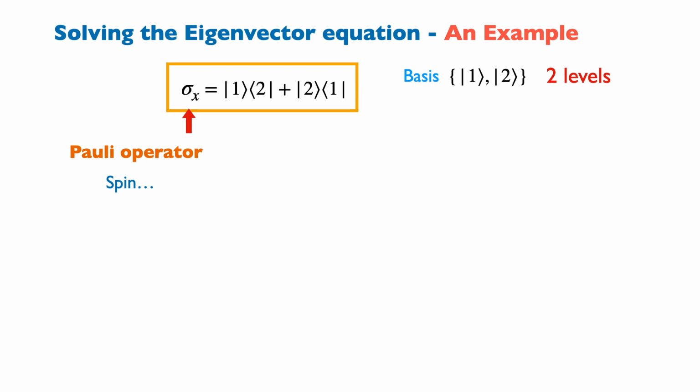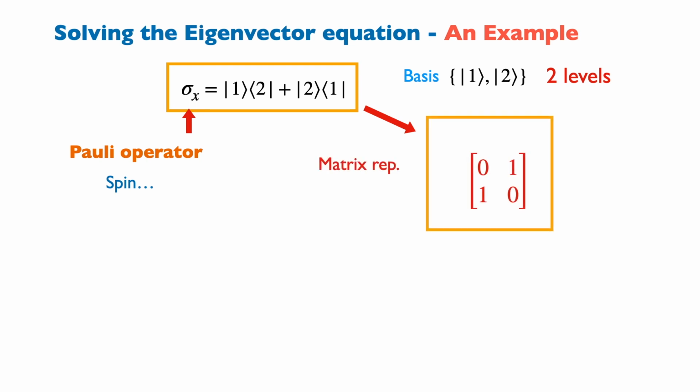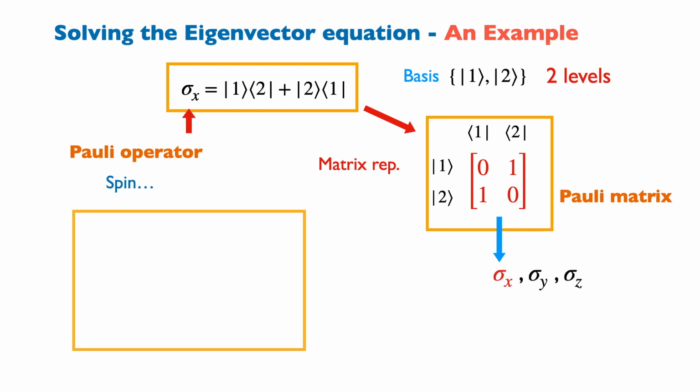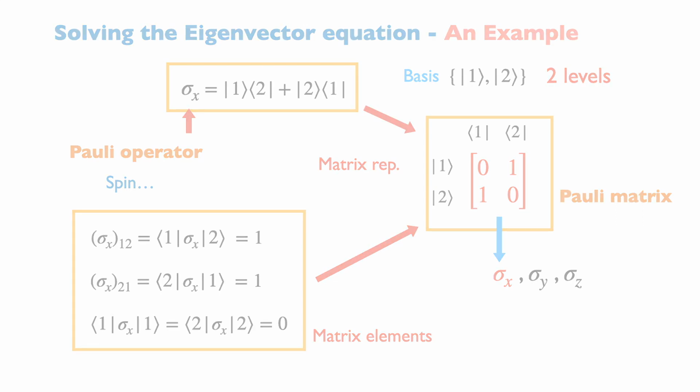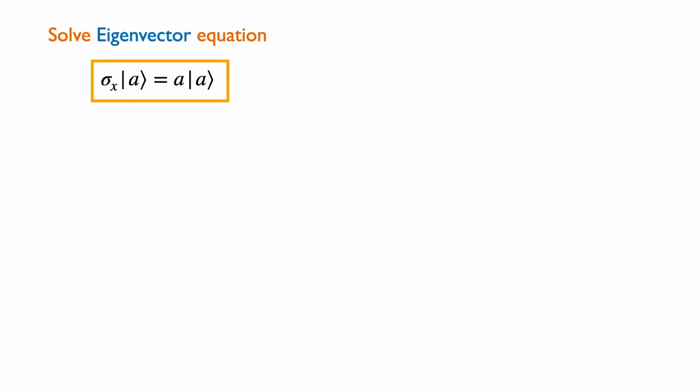The matrix representation of sigma x is given by this, where the rows and columns are labeled by states 1 and 2. This is called a Pauli matrix and is actually one of 3 matrices, one for each spatial axis. The matrix elements are obtained using the bracket prescription derived earlier. We now proceed to solve the eigenvector equation, that is, find all the eigenvalues and eigenvectors of sigma x.